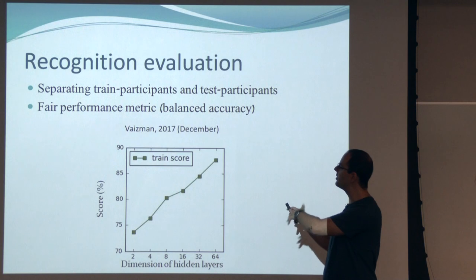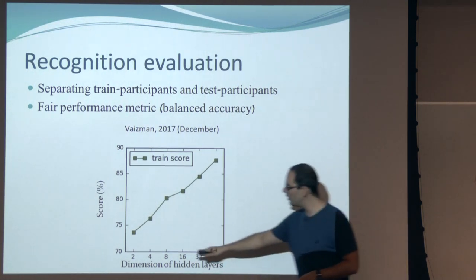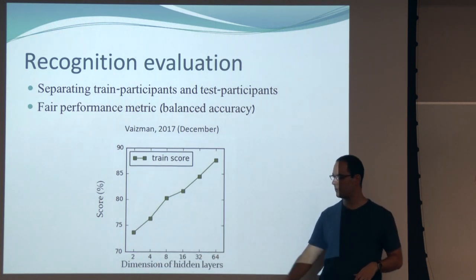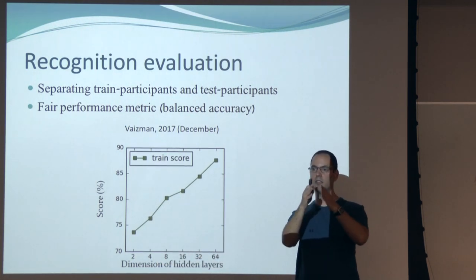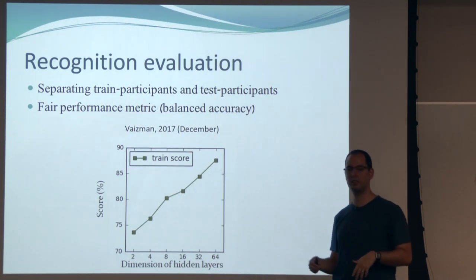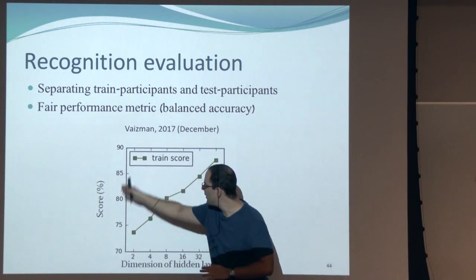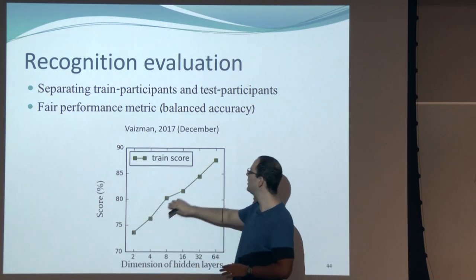Now, these are results from the second paper with the MLP, with the multilayer perceptron. And the x-axis indicates the size of the hidden layer. So the larger the hidden layer, the richer the model, and it's able to express more patterns. This is the score, the higher the better. And this is the train score.